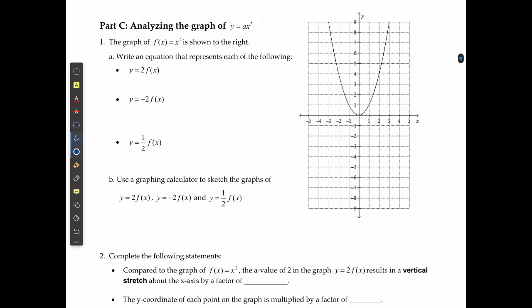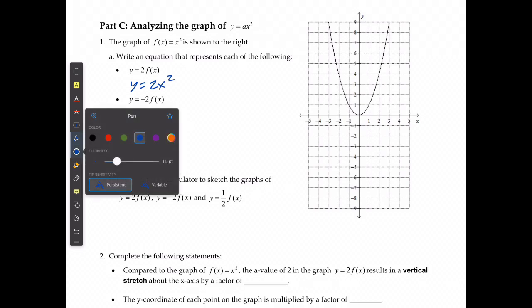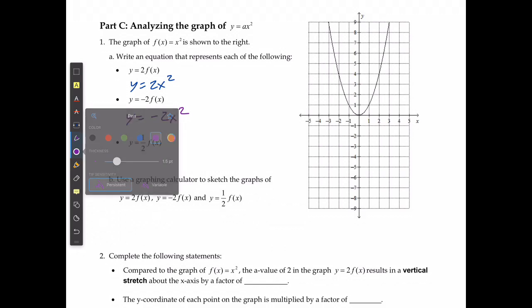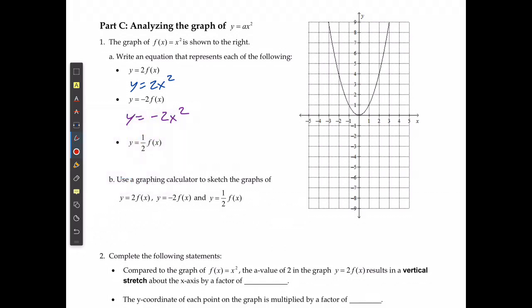The last variable we have to look at is the coefficient of x squared, or when I have a p-value, what's going to be outside of the brackets. This is my a value. So if I'm writing an equation that represents each of the following, if I have y is equal to 2 f of x, that would be the same as y is equal to 2x squared. If I have y is equal to negative 2 f of x, that would be y is equal to negative 2x squared. And in the last case, if I have y is equal to 1/2 of f of x, it is y is equal to 1/2 x squared.